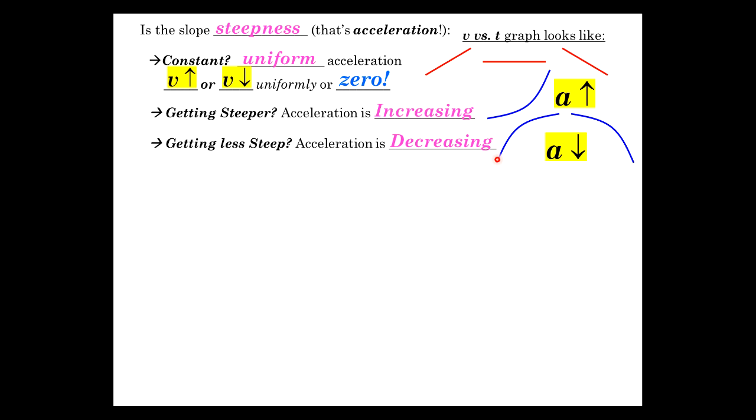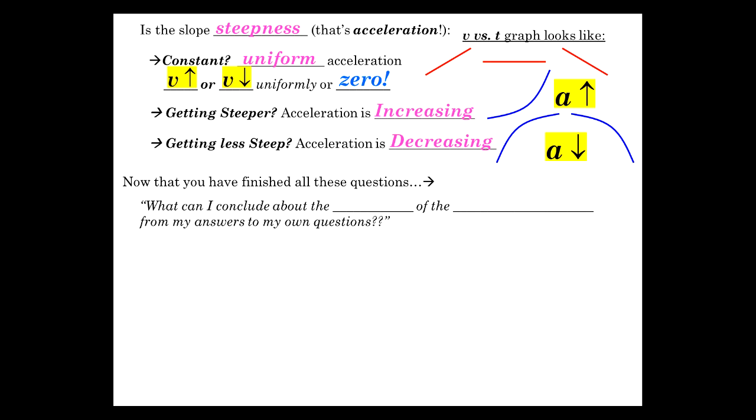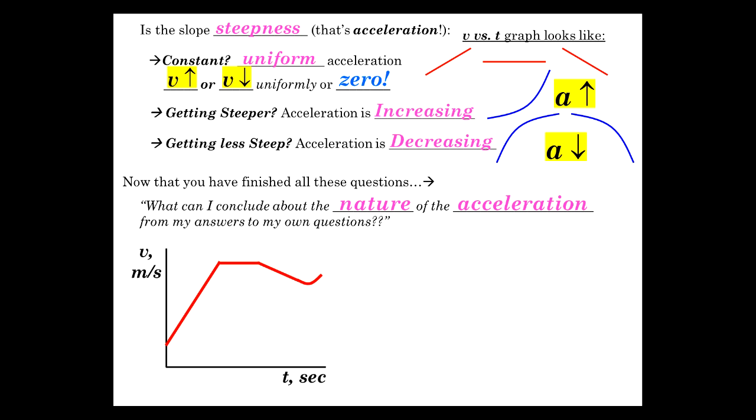You could say in this first one, it's getting more negative. This one, it's getting more negative. Now, of course, it was less positive. So the size, the magnitude of the acceleration is less here. Here, the magnitude of the acceleration is more. But in both cases, it's decreasing. So hopefully that makes a little sense. Move on. So you finish asking these questions. What can you now conclude about the nature of the acceleration from the answers to my questions?